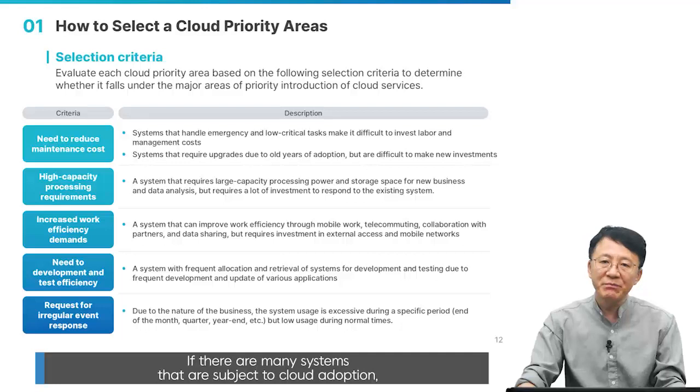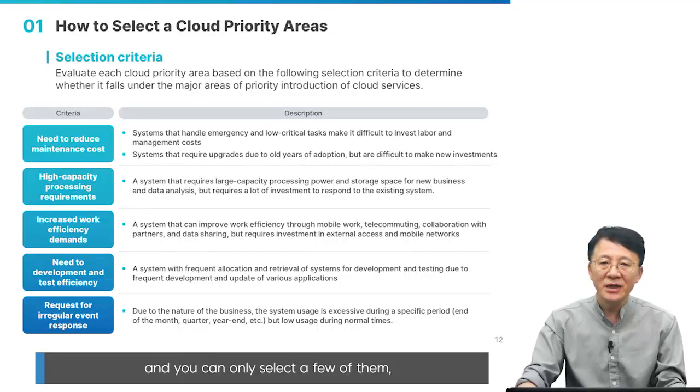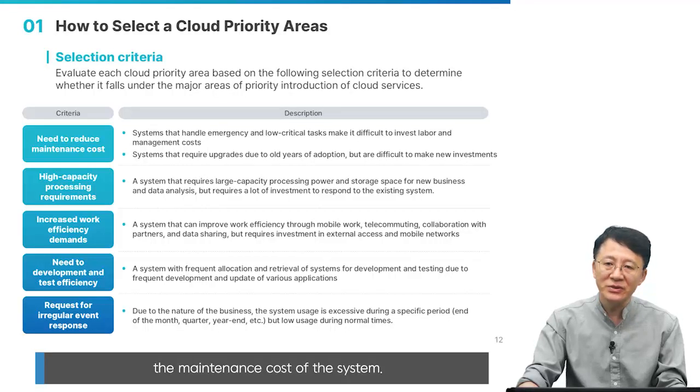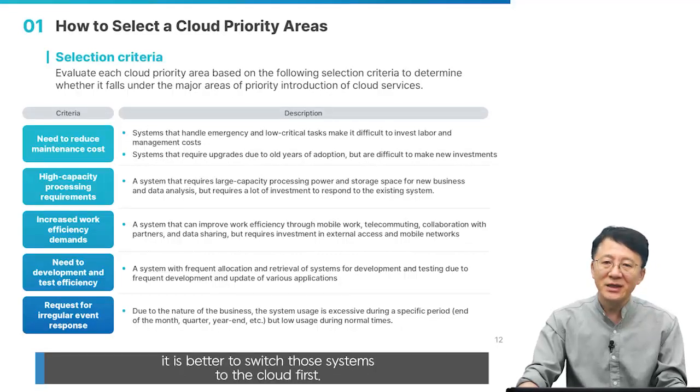If there are many systems that are subject to cloud adoption and you can only select a few of them, you must conduct an evaluation to select a system to adopt the cloud from a technical point of view. The evaluation criteria include the maintenance cost of the system. If the maintenance cost is high, it is better to switch those systems to cloud first.